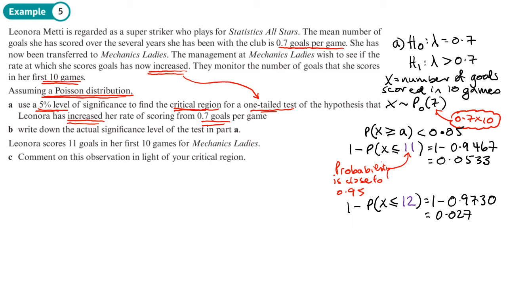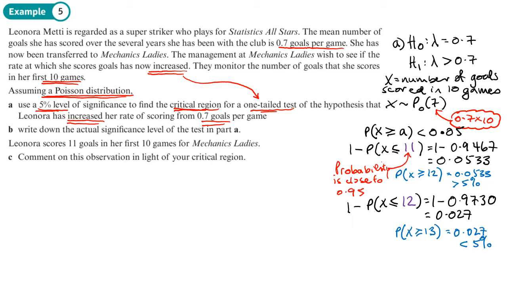So for the first one, when I worked out 1 minus the probability x is less than 11, that is actually the probability of x greater than or equal to 12. And that is 0.0533, and that is greater than 5%. Okay, so that's outside of the tail, outside of the critical region. But for the next one, where I do 1 minus the probability of x less than or equal to 12, that's actually the probability of x greater than or equal to 13. And that is 0.027, which is less than 5%.